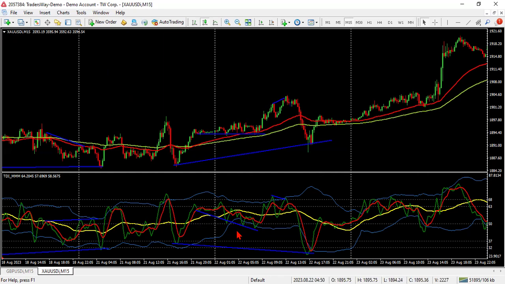Now you will see the same thing with a high, an exaggeration of the highs. And that'll be for a downtrend, and we'll get to that when we get back into it.